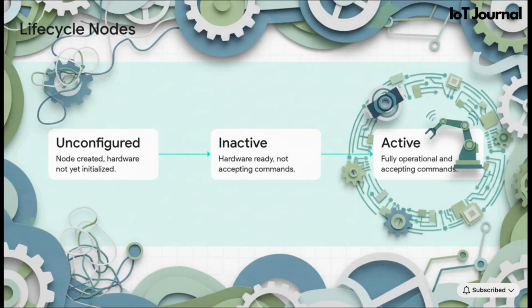ROS 2 also brings in a massive safety feature: lifecycle nodes. Instead of hardware just waking up and wildly accepting movement commands right off the bat, ROS 2 creates a strictly defined state machine. A node starts its life as unconfigured. Then it carefully moves to inactive, which is where the hardware initializes. The sensors calibrate, the encoders get ready, but it still won't move an inch. Only when the overall system confirms everything is 100% safe does the node transition to active, where it finally starts accepting movement commands. This guarantees that your hardware initializes safely, gracefully, every single time.